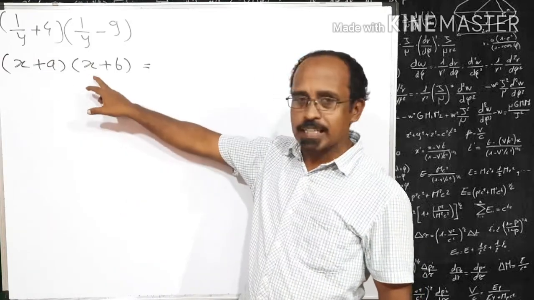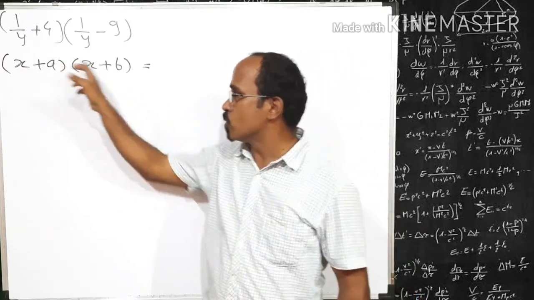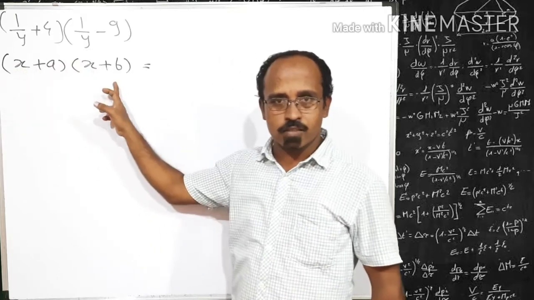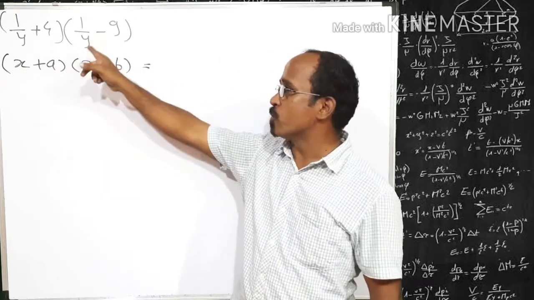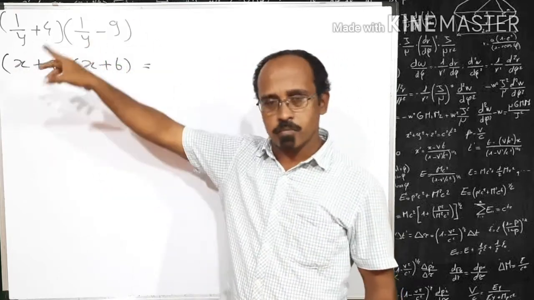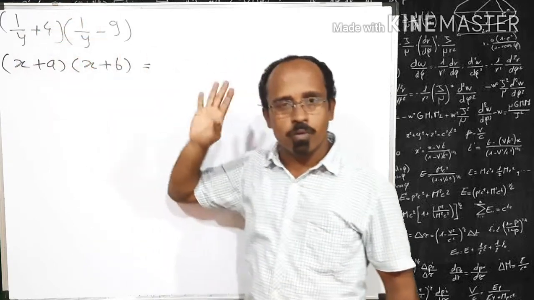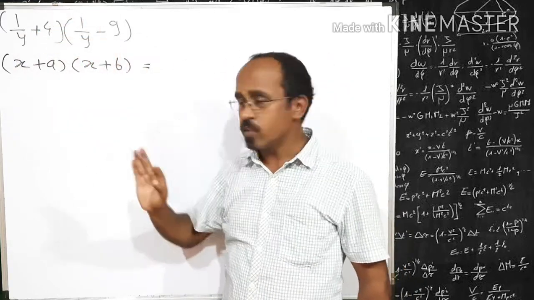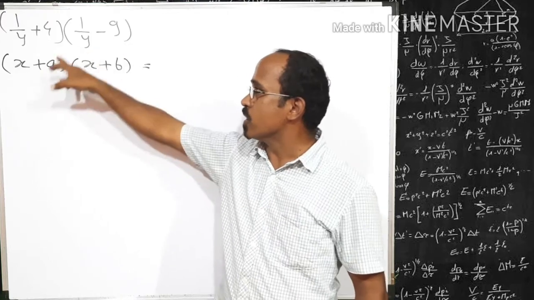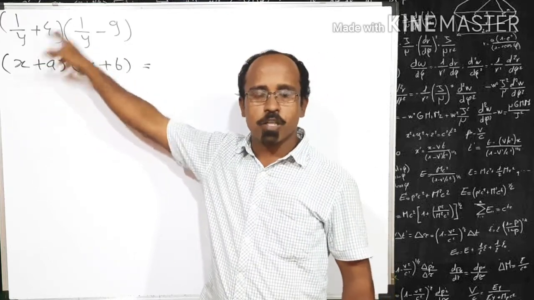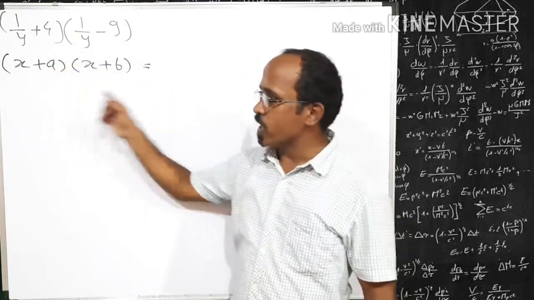Second thing, in the formula the first term in both of the brackets is the same, which is x. And in the question also the first term in both of the brackets is the same, which is 1 upon y, 1 upon y, right? And the second terms are different. Here is a, here is b, here is plus 4, here is minus 9. So we can use this formula.